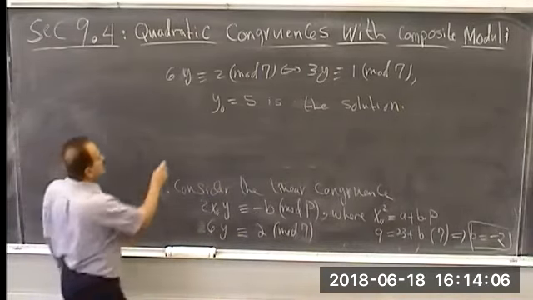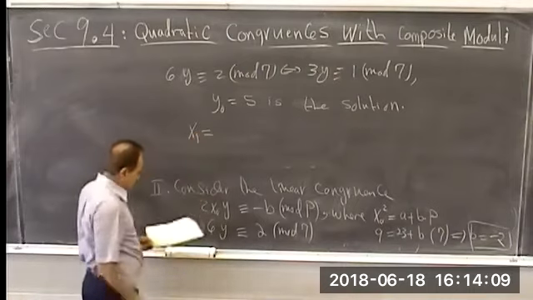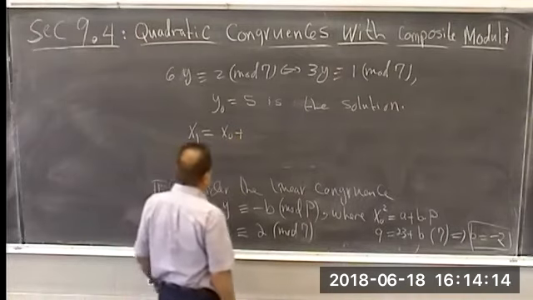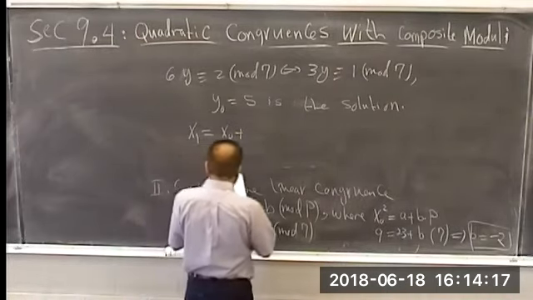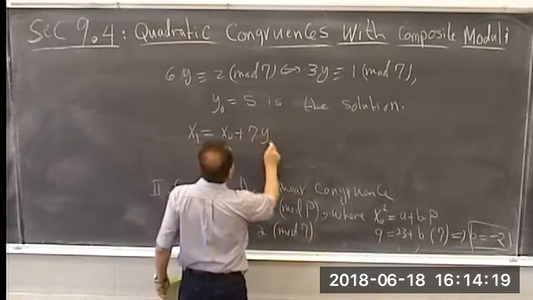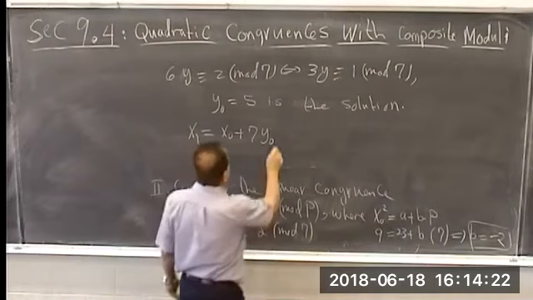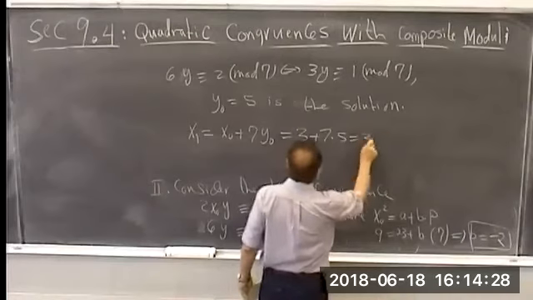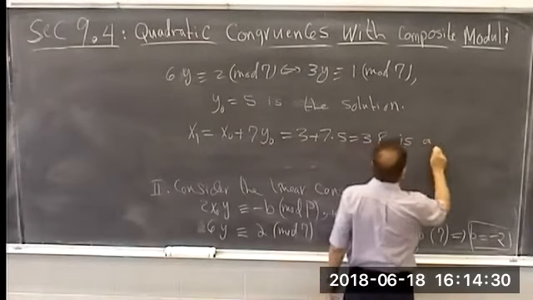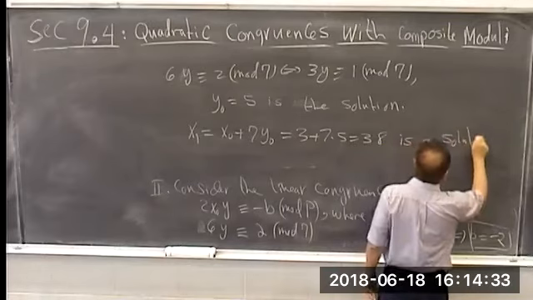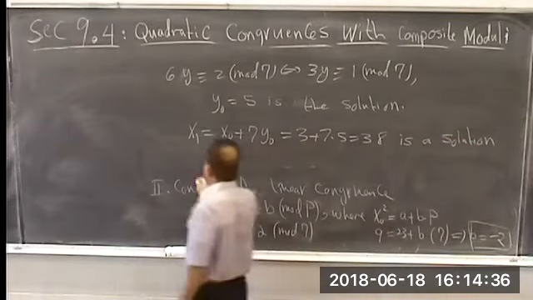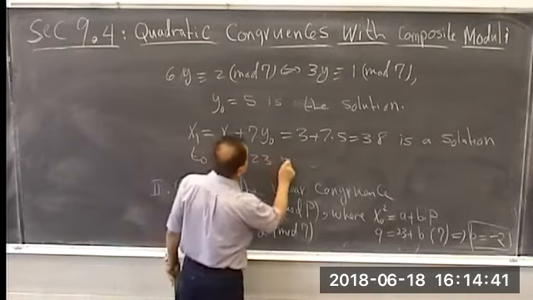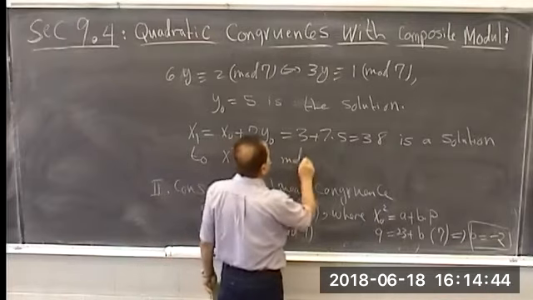Now we're going to go to x1, which is equal to, remember, x sub 0 plus 7 times y sub 0. In this case, this is going to be 3 plus 7 times 5. This is 38, is a solution to x squared congruent to 23 mod 7 squared.